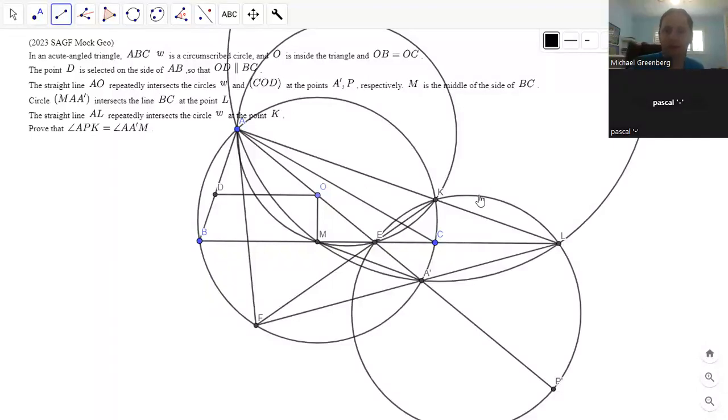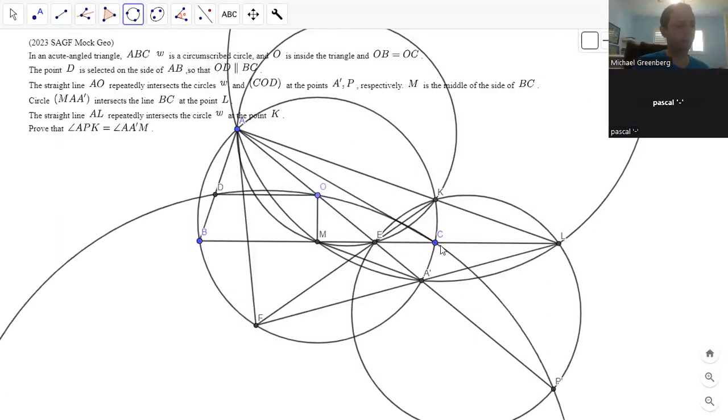And then we'd have to show that this is cyclic. Well, we could define P to be the intersection, but then we have to show that that's cyclic. So we could do it either way, I guess.